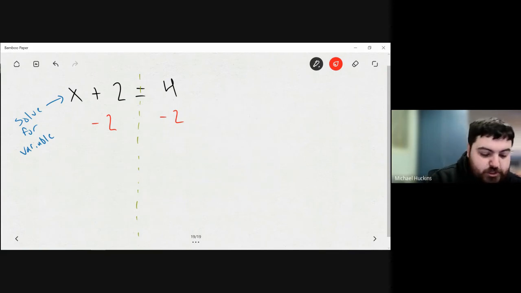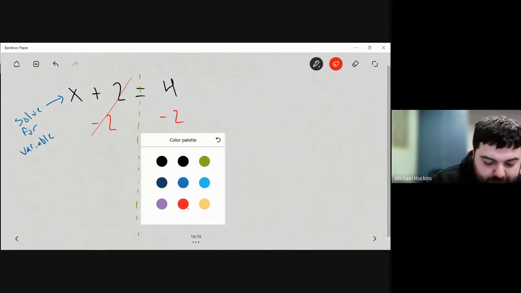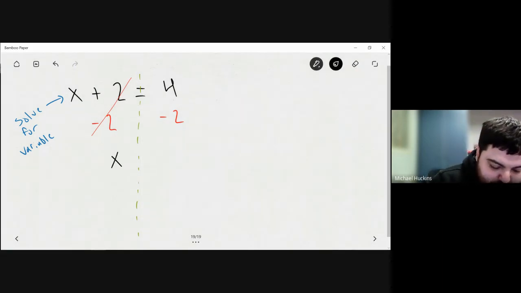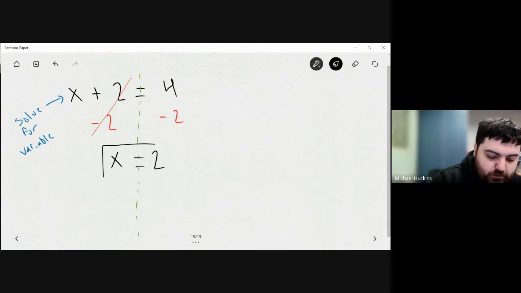So x plus 2 minus 2, 2 minus 2, those are like terms. 2 minus 2 will go to 0, effectively canceling these terms out. You'll hear that phrase quite often. If you successfully perform an inverse operation, then you will be able to cancel out terms. So all that's left on the left side of the equation is x, and on the right side I have 4 minus 2, which simplifies to 2. So this equation is x equals 2.